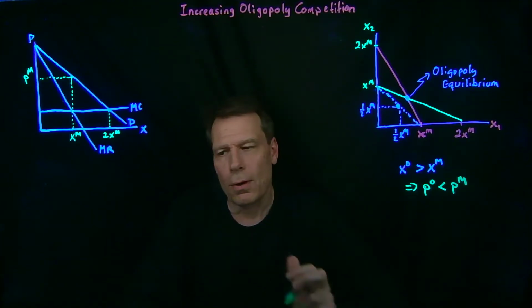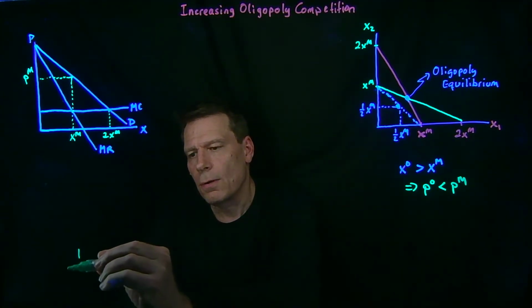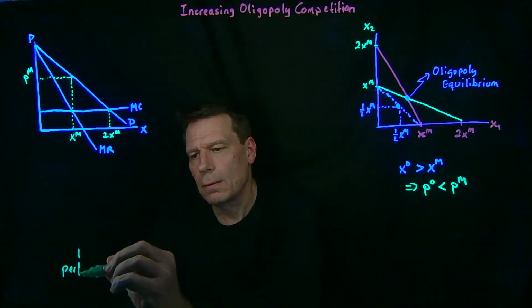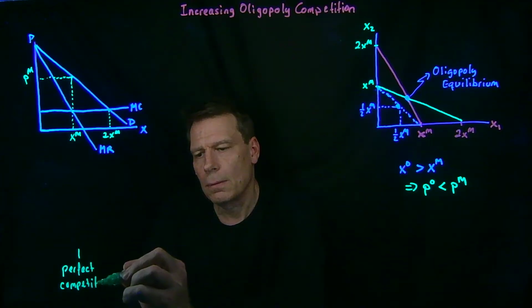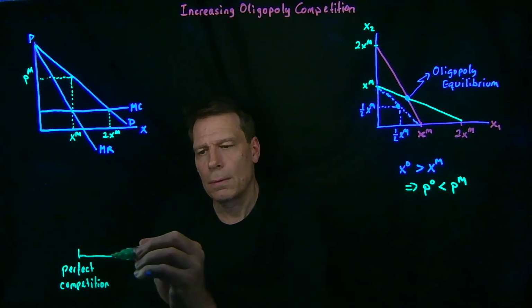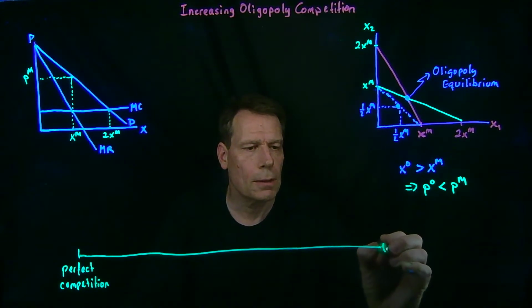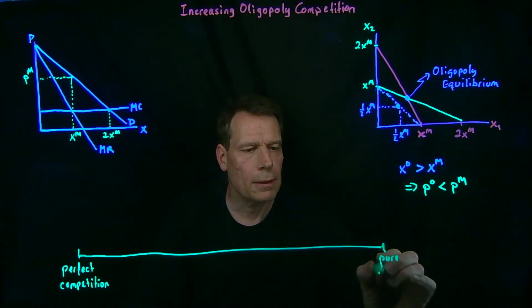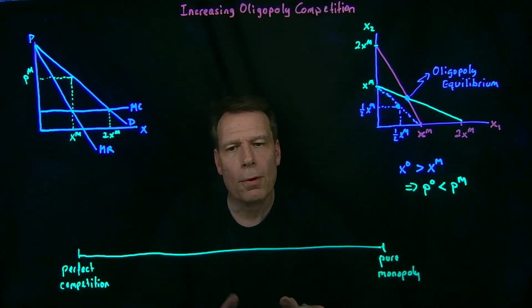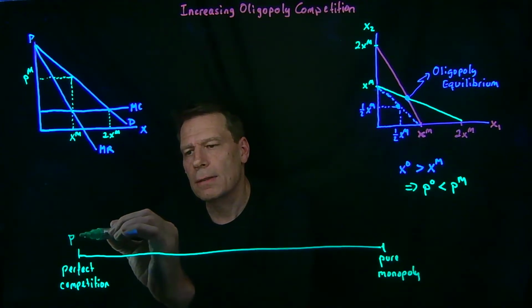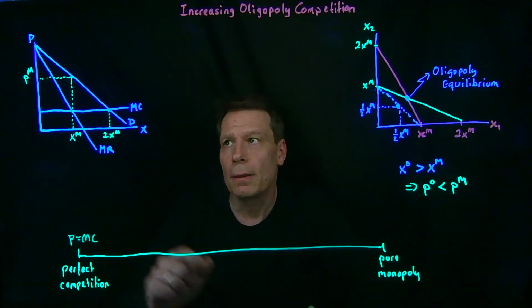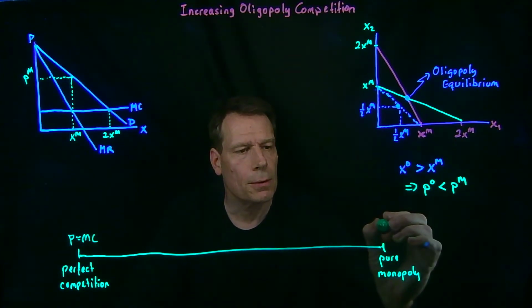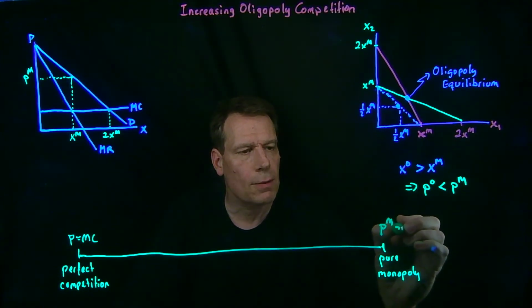If we now line up all the possible market structures from perfect competition all the way to pure monopoly, we know that under perfect competition, price is going to be equal to marginal cost. And under the pure monopoly, price is going to be above marginal cost. So the monopoly price is greater than the marginal cost.